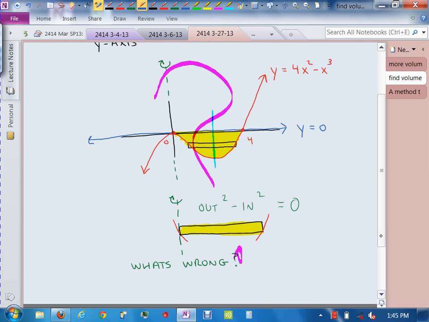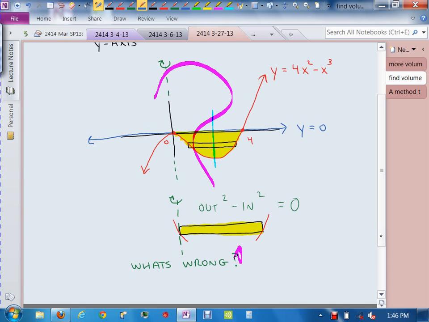So the only way you could use washers on this problem is if you're trying to wrap something around y equals 0, like the x-axis. As soon as you want to go around the y-axis, it's not going to happen. I think we probably should do an example. What do you think? Just work through one real quick?